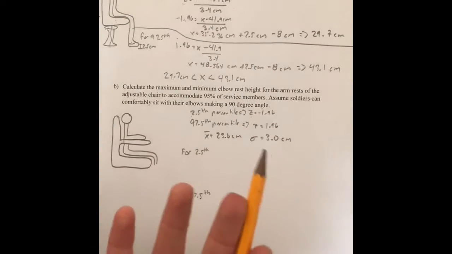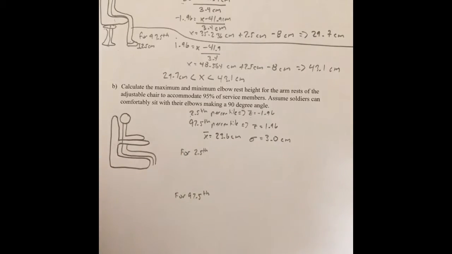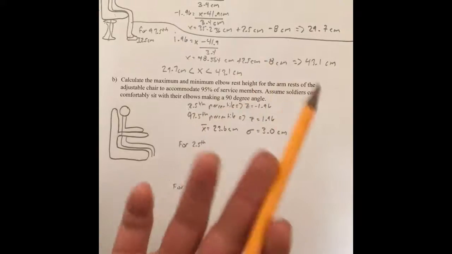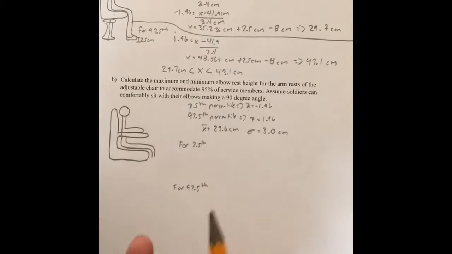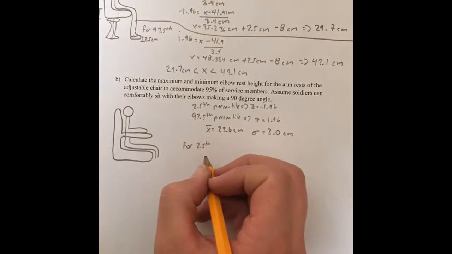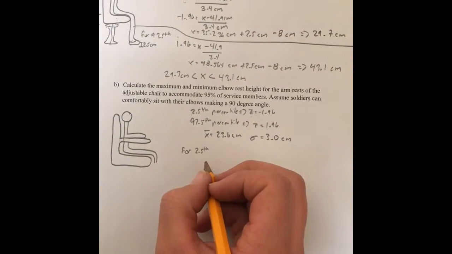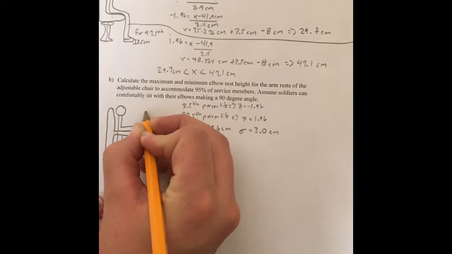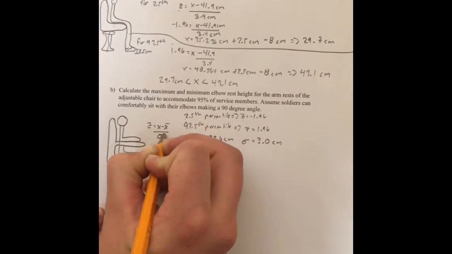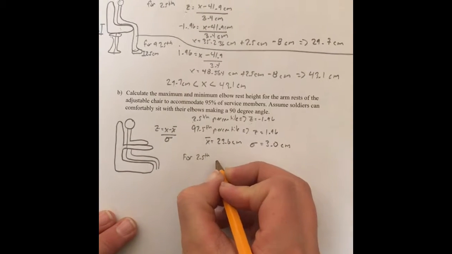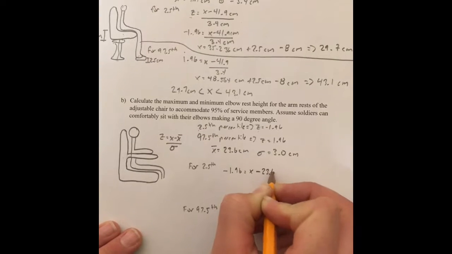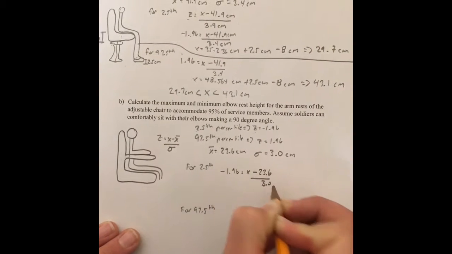If it was given to you in anything other than centimeters, you would just want to convert or keep your units consistent to report your answer in whatever the problem told you to report it in. For this, it didn't tell us, so we're just going to keep it in centimeters. So for the 2.5th percentile, we're going to do exactly what we just did, using this formula from above, z equals x minus x bar over standard deviation. So that'll be negative 1.96 equals x minus 23.6 over 3.0.